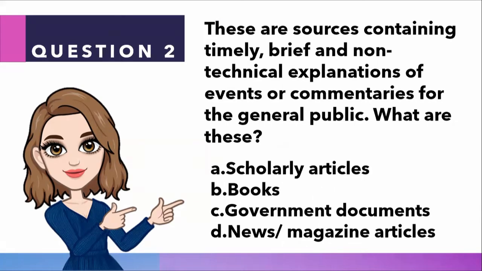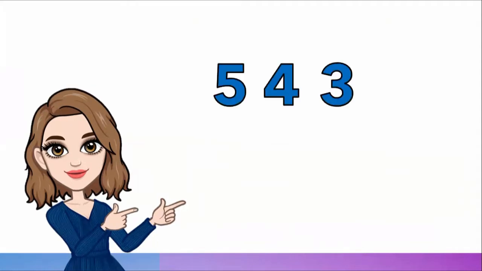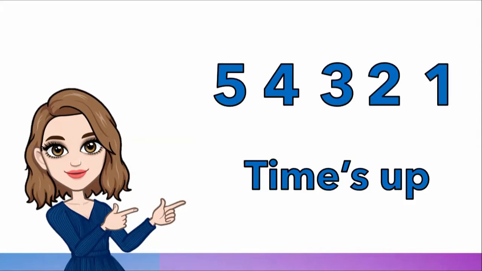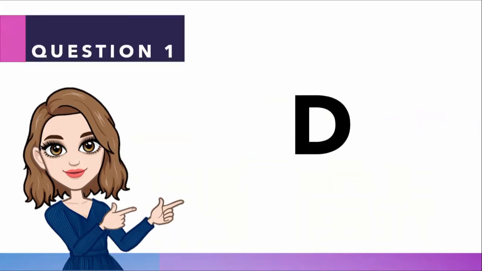Question number 2. These are sources containing timely, brief, and non-technical explanations of events or commentaries for the general public. What are these? A. Scholarly articles, B. Books, C. Government documents, or D. News or magazine articles. Time's up. Let us see if your answer is correct. The correct answer is letter D.